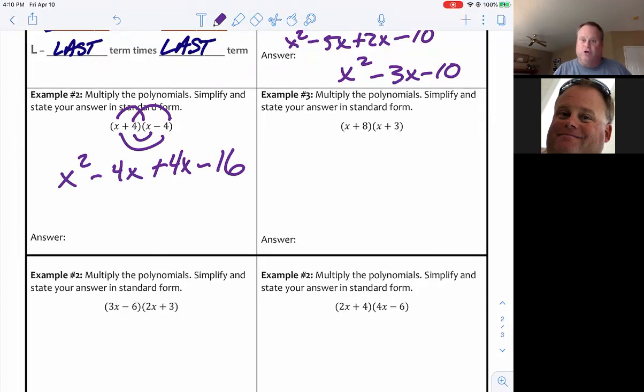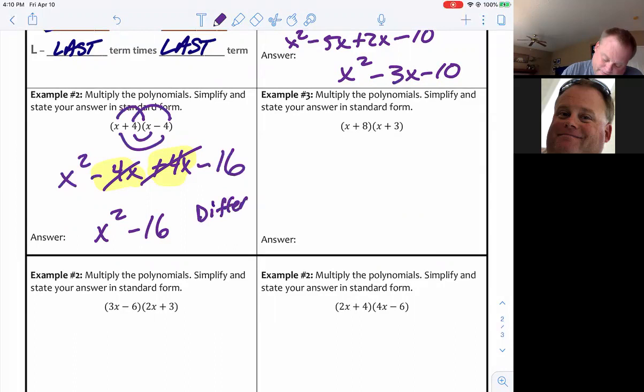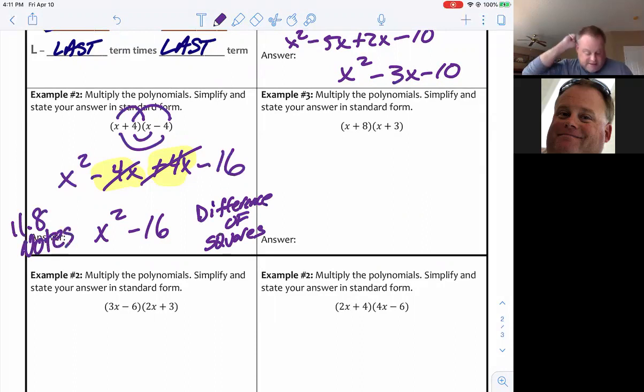First, outside, inside, last. That refers to the terms. Combine like terms. Well, the middle ones are going to do what? They're going to cancel out, right? So these end up canceling out. So x squared minus 16, okay? This has a special name called a difference of squares. And this one is all about our 11.8 notes when we get there. This will be your last set of things right there. Okay, so difference of squares, and that's really what that's called. We'll do those in our 11.8 notes. All right, keep going.